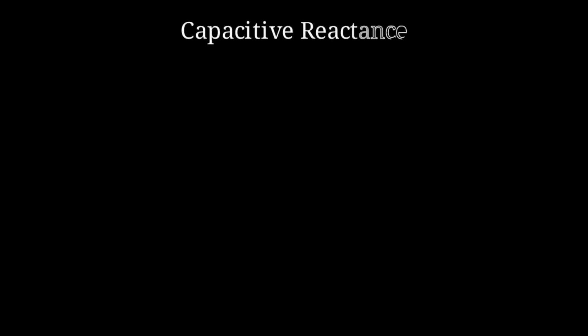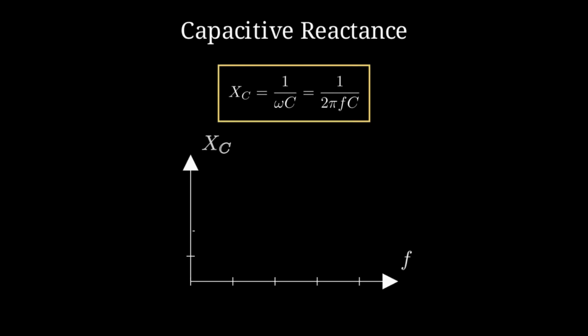Capacitive reactance, XC, measures the opposition to current. Unlike the inductor, it is inversely proportional to frequency. At high frequencies, the capacitor offers very little opposition, while at low frequencies or DC, the reactance becomes infinitely large.